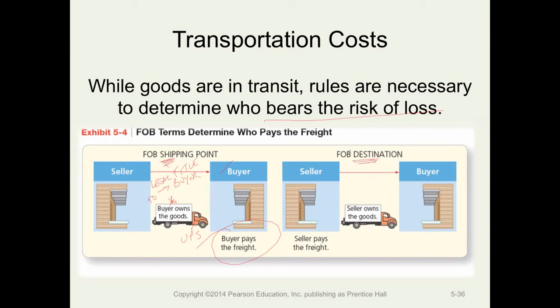If it's FOB destination, title doesn't pass until the buyer receives the goods. So here, legal title remains with the seller until delivery.